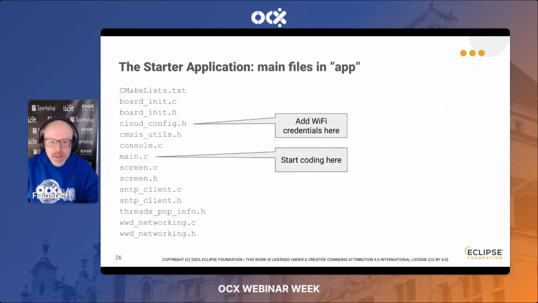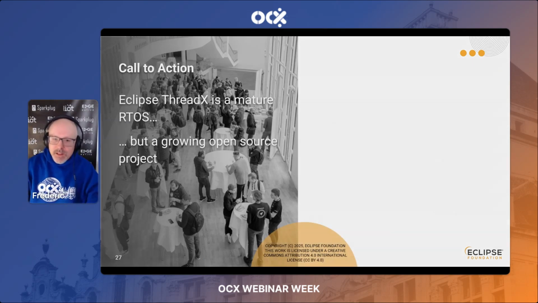So we've got a bunch of files in there where essentially if you play with this application, by default, the main branch is empty, so to speak, in the sense it will just connect to Wi-Fi and that's it. So you put the Wi-Fi credentials in cloudconfig.h and start adding your code in the main file. But in any case, you will see that there are other branches, one called telemetry and another one called MQTT. And those branches contain additional code that help you discover ThreadX.